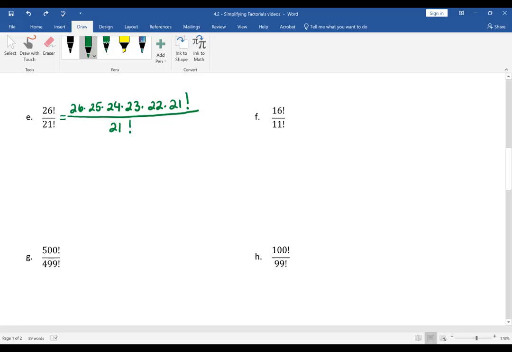For the denominator, I'm going to keep 21 factorial. Why am I doing this? Because I want to be able to simplify 21 factorial and 21 factorial. So the only thing that's left is 26 times 25 times 24 times 23 times 22, and the answer is 7,893,600.